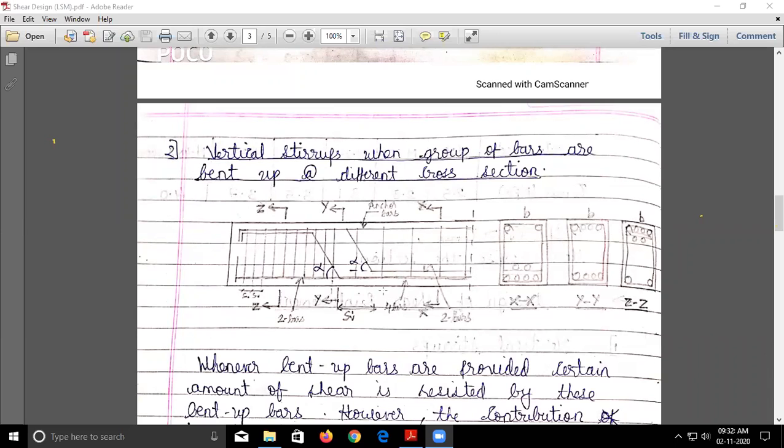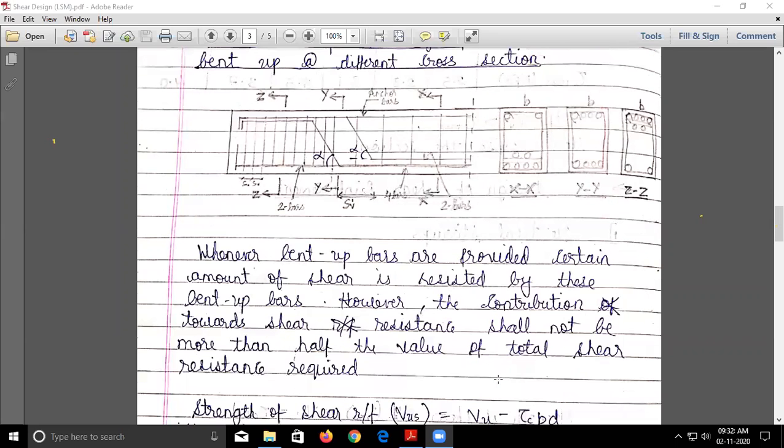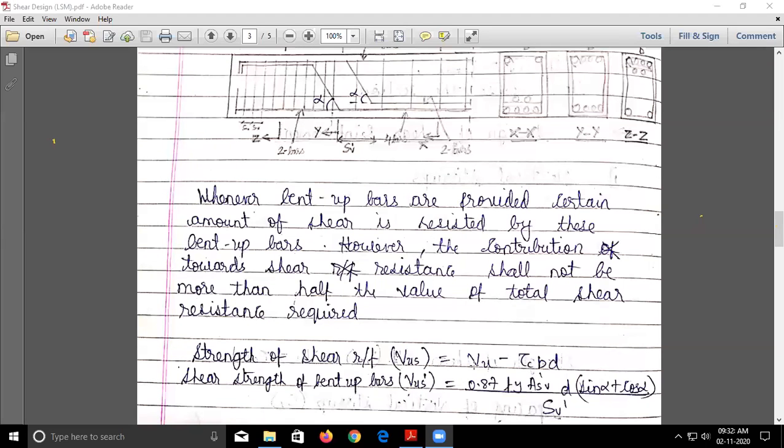Yes, sir. Okay, so this was the case when actually the bars are bent at different cross sections. Whenever bent up bars are provided, a certain amount of shear is resisted by these bent up bars. However, the contribution towards the shear resistance shall not be more than half of the total shear resistance required. So this we have already seen, that the strength provided by the bent up bars should not be more than half of the total shear resistance.